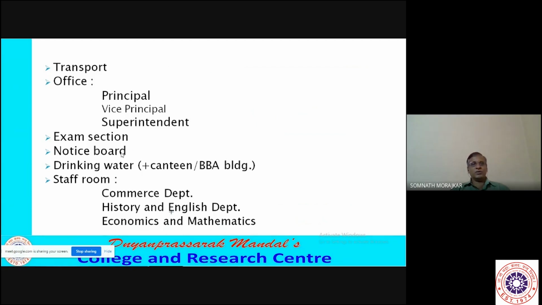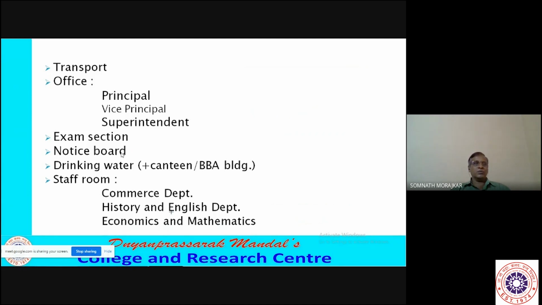The payment of fees and the financial matters will be handled by the account section in the office. In case you have any query regarding the functioning of the office or any query regarding the college, then you can meet the college superintendent. In the office, there are also the cabins of the vice principal and the principal. If you want to meet the principal, you have to take prior permission.